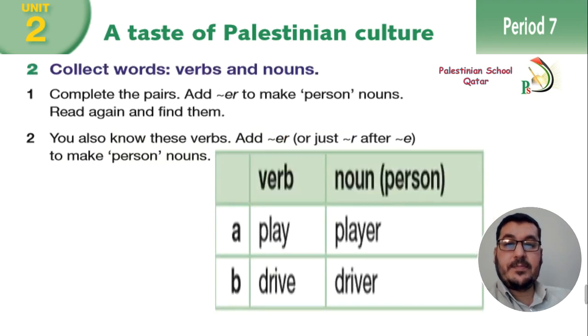Now, collect words, verbs and nouns. Complete the verbs, add er to make person nouns. Read again and find them. So, when we have a verb, if you want to change it to a person noun, we add er. If the word ends with e, we just add r. We also know these verbs: add er, or just r after e, to make person nouns.